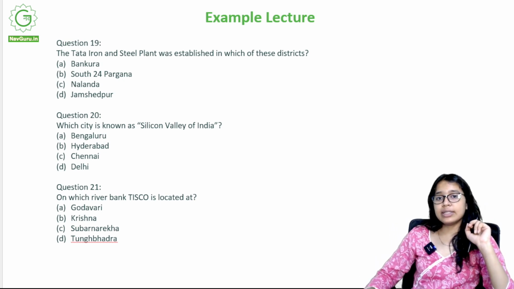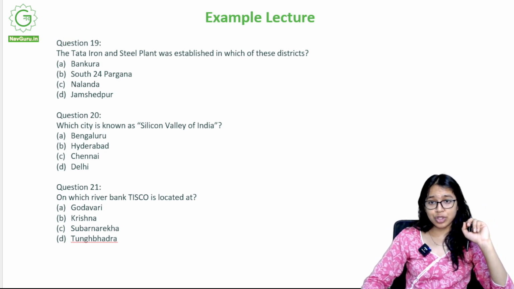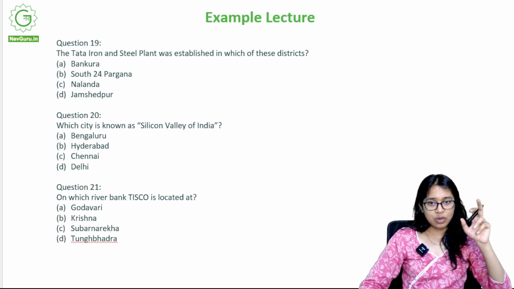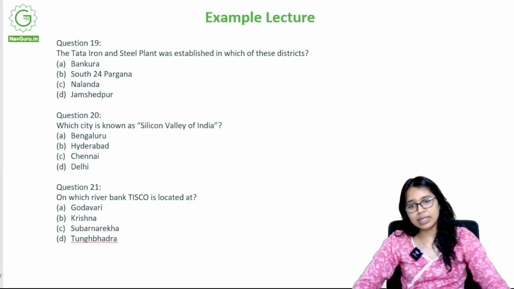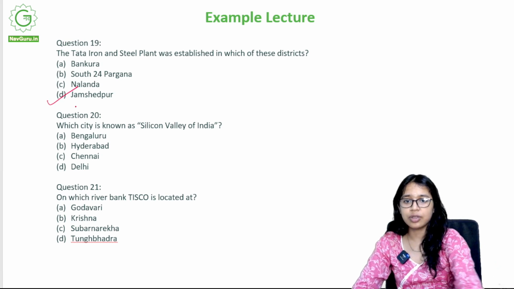The Tata Iron and Steel Plant was established in which of these districts? The Tisco plant, where is it established? A, Bankura, B, South 24 Pargana, C, Nalanda or D, Jamshedpur? So the right answer is D, Jamshedpur.